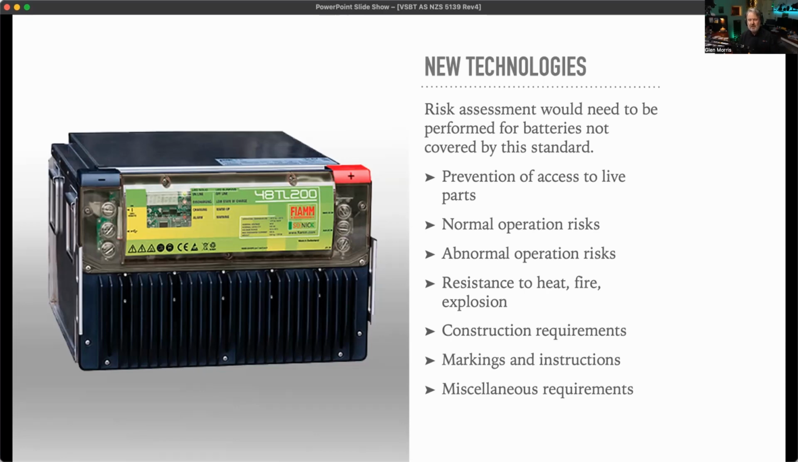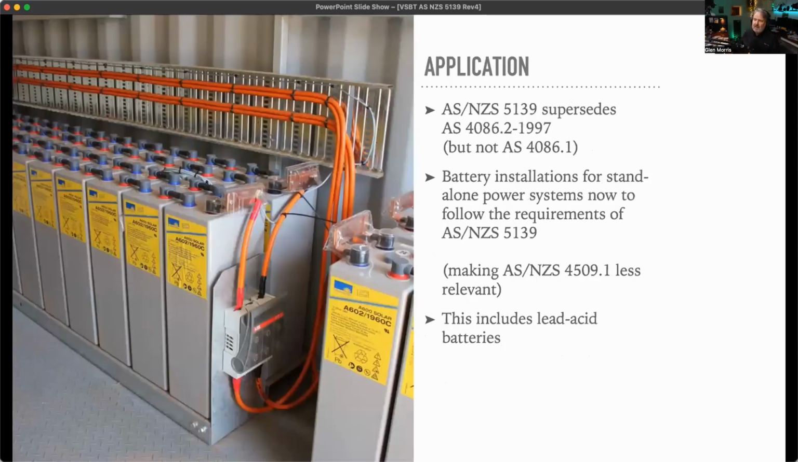So you can do a risk assessment. Are there any live parts? Well, yes, there are, the terminals. Are there any operational risks? Apart from short circuit, probably not. Is it a potential heat, fire, or explosion risk? Now, I did say molten salt, but ironically, it's one of the safest batteries. Salt isn't combustible. So this is where you can come up with a risk assessment for a new technology and comply with the standard. I think I've already mentioned that it supersedes the old battery standard 4086, and it does include lead acid batteries like the ones in this picture.